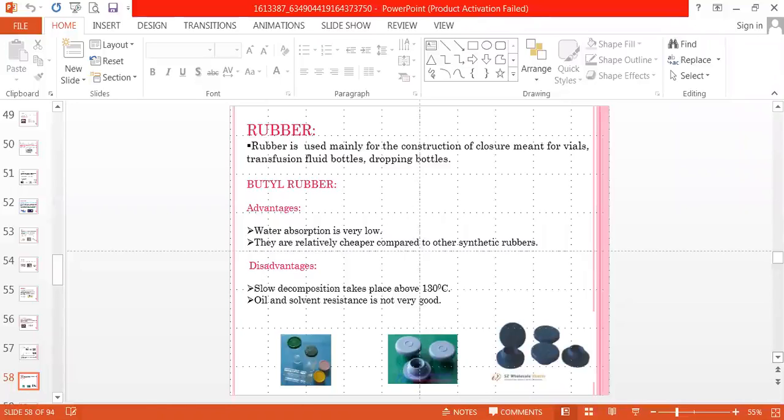The disadvantage of butyl rubber is that they show slow decomposition above 130 degrees centigrade. Oil and solvent resistance is not very good. So these kinds of disadvantages are there. Generally, when we use these rubbers for multiple dose injections, we require such a rubber closure. Many times we can prick these rubbers, but they will reclose the bottles or vials.